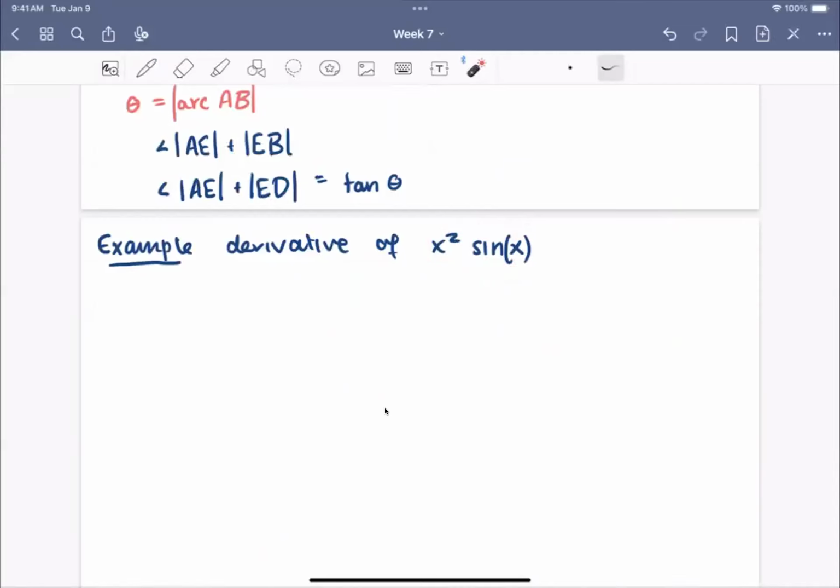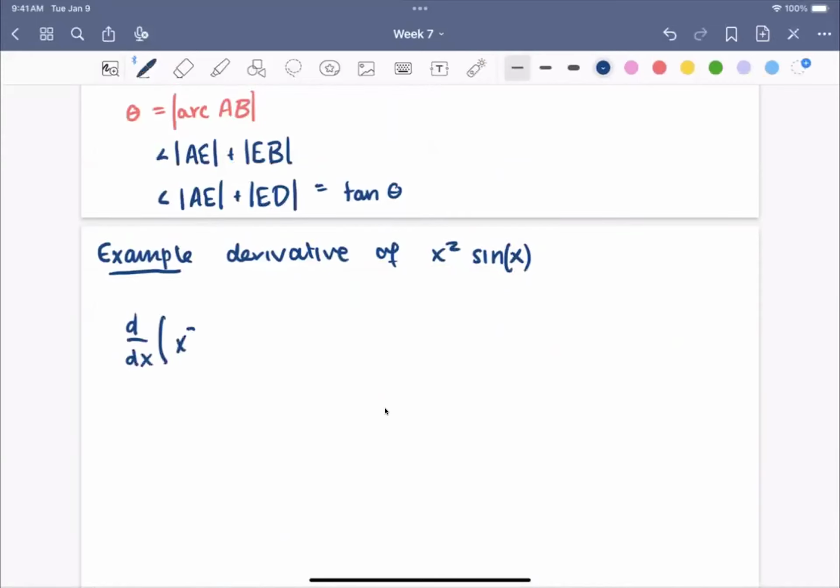So this is the product of two functions that I know how to take the derivative of. So I need to use the product rule. Okay, so let's do this. Take d dx of x squared sine x. Step one, product rule.